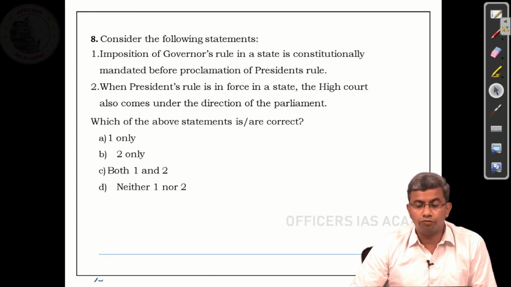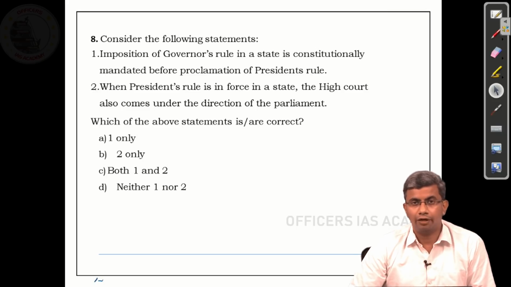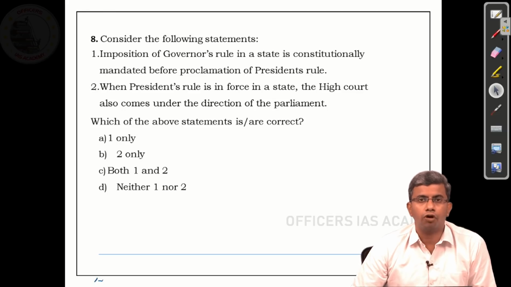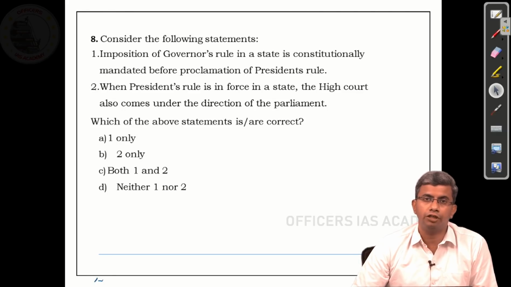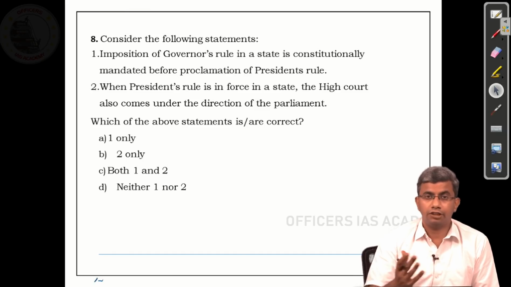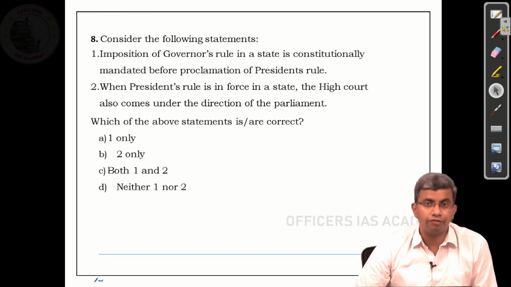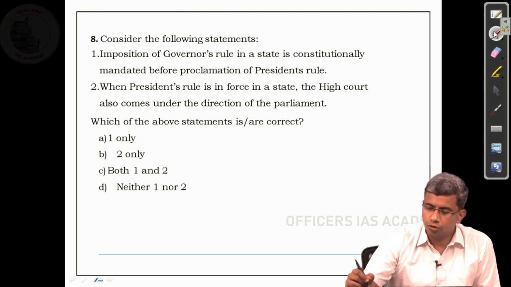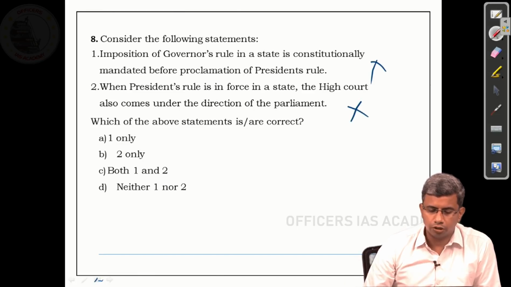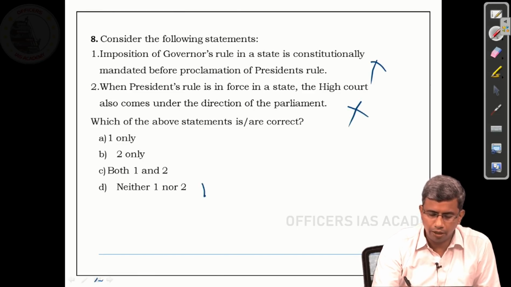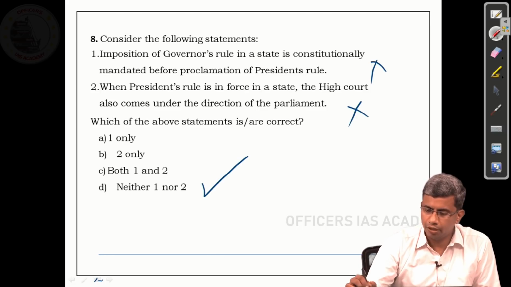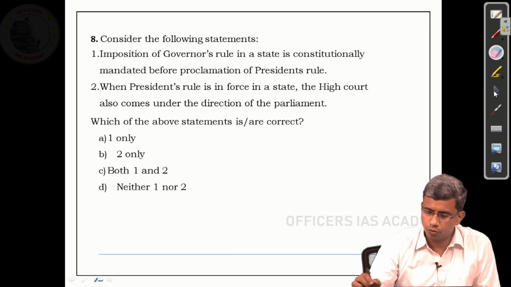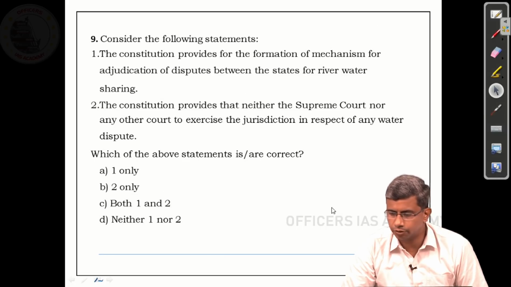When president's rule is enforced in a state, the High Court also comes under the direction of Parliament. No, our judiciary is completely independent. So nothing of presidential proclamation under Article 356, or state emergency as we commonly call it, affects the judiciary at all. So both the statements are wrong. So the correct answer is neither 1 nor 2, right? Moving on to the next question.